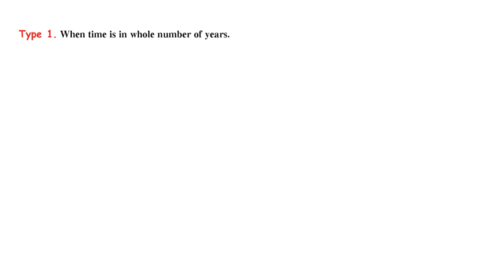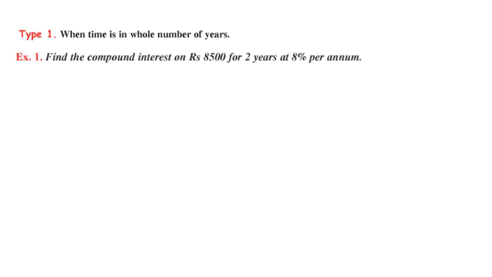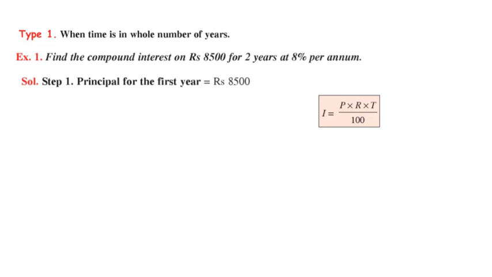Type 1 problem, when the time is a whole number of years. Find the compound interest on rupees 8500 for 2 years at 8% per annum. Now here the principal is 8500, period is 2 years and interest rate is given as 8%. We use the formula of interest as PRT upon 100.